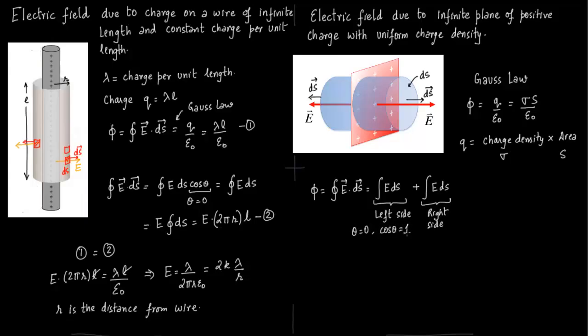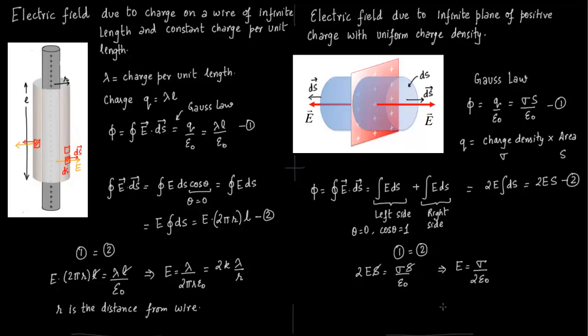Theta is 0 for both the cases, so cos theta is 1. So this becomes 2E dS, or 2ES. Now we put 1 equal to 2. So you get 2ES is equal to sigma S over epsilon 0. So S cancels out. This implies E is equal to sigma over 2 epsilon 0.